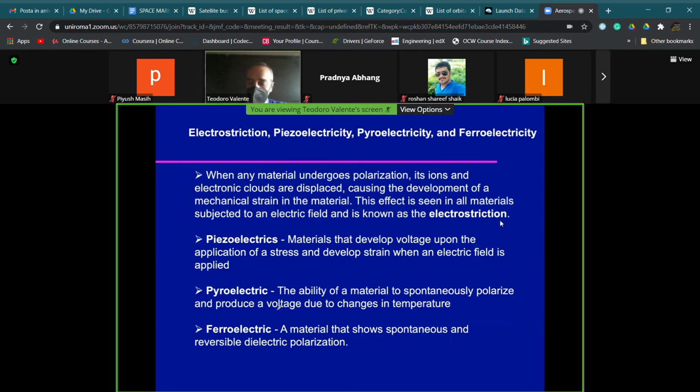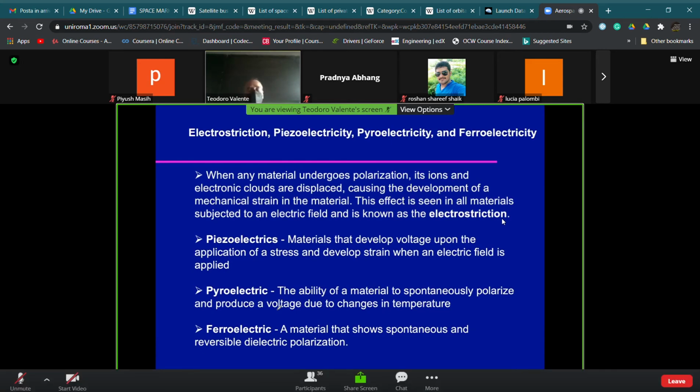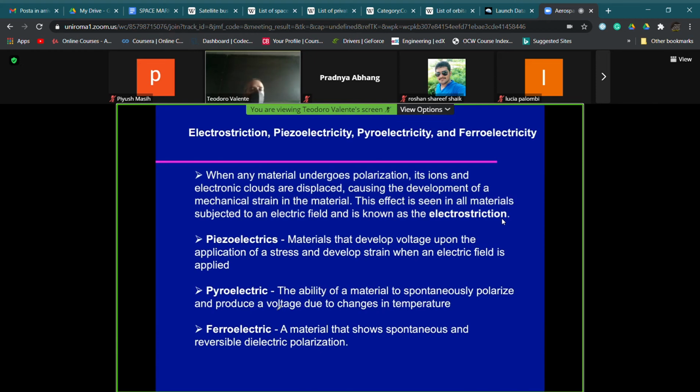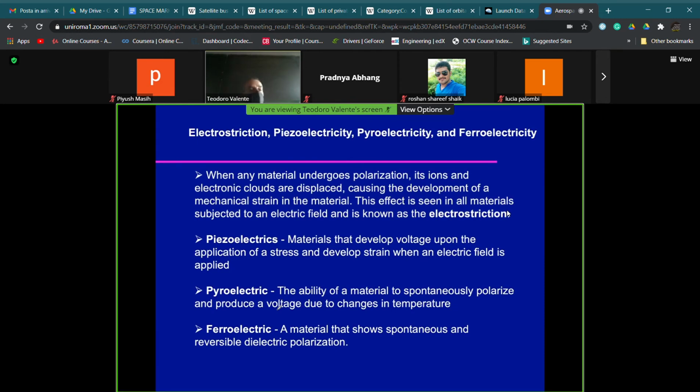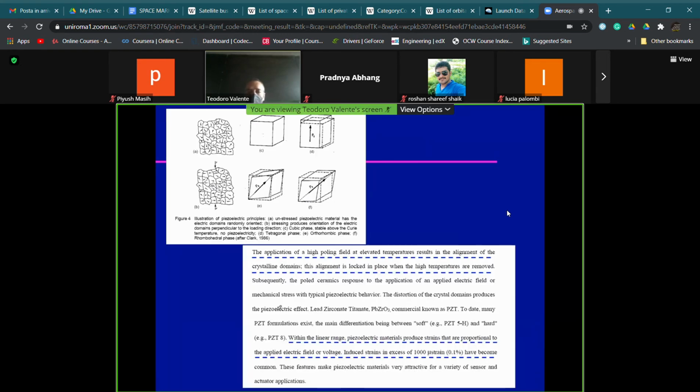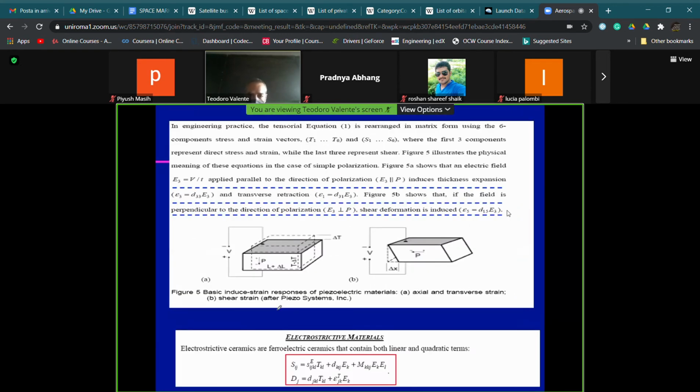What are these piezoelectric materials? Well, piezoelectric materials are essentially materials which are able to give us voltage when we apply a stress, or, because they have a reversible behavior, they can deform, that is, they can develop a strain when they are subjected to an electric field. This is piezoelectricity.